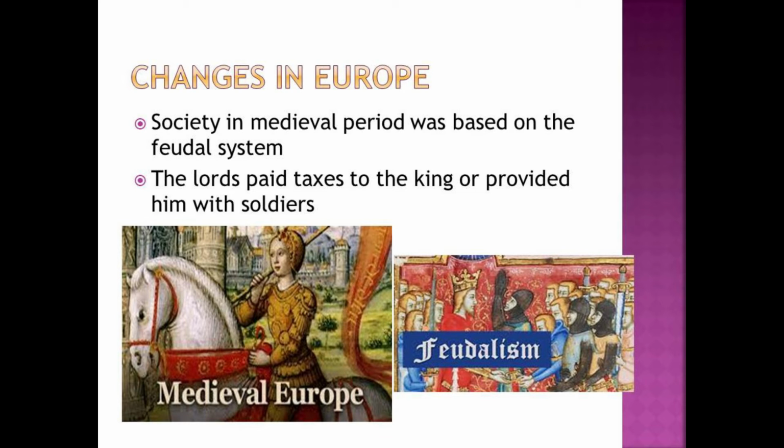Dear students, let us briefly study the developments in Europe that led to this modernization. So first is changes in Europe. Society in medieval Europe was based on the feudal system, in which land was owned by lords who provided protection to the peasants who worked on their lands. Even the lord paid taxes to the king or provided him with soldiers. Thus, land was the main source of livelihood, and political power was exercised by the king, the feudal lords, and the church.